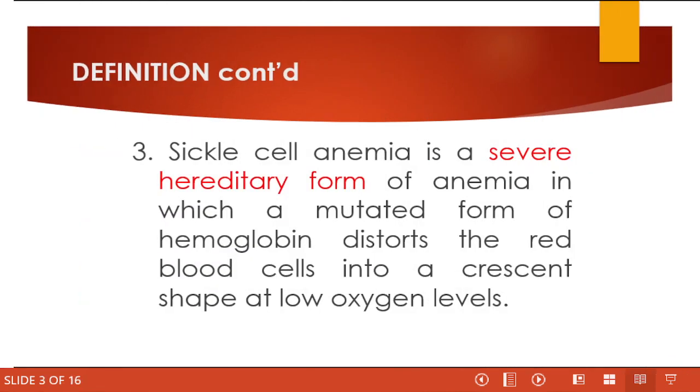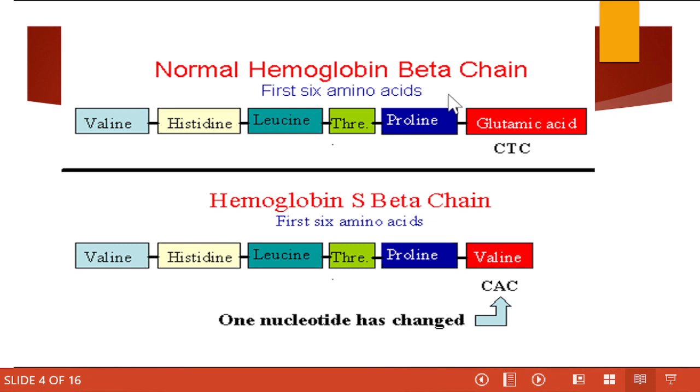Let's start. Sickle cell anemia can be defined as a severe hereditary form of anemia in which a mutated form of hemoglobin distorts the red blood cell into a crescent shape at low oxygen levels. What this means is the 6th amino acid in the beta chain of a normal hemoglobin molecule is replaced by valine, illustrated here. So glutamic acid has been replaced by the valine, which is here.